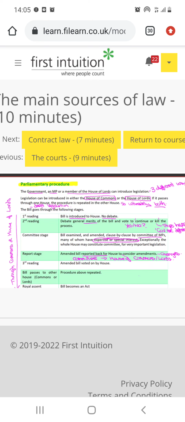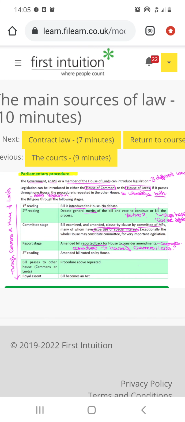We then have the third reading, and the amended bill is voted on by the House. So, this is where they're saying, as it now stands, what do you think? And if it's then passed, the bill passes to the other House. So, if it's been through the House of Commons, it goes to the House of Lords, and vice versa. And it's here that the bill becomes an act. It's now an act of Parliament.